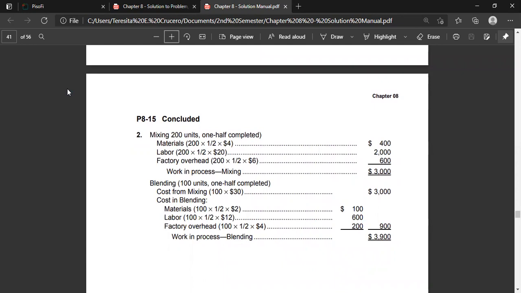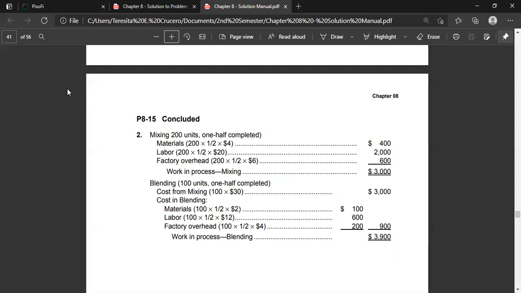And finally, for the mixing, 200 units times 1/2, materials 400, labor is only 200 times here, 1/2 times 20, so 2,000. The same with labor and overhead.